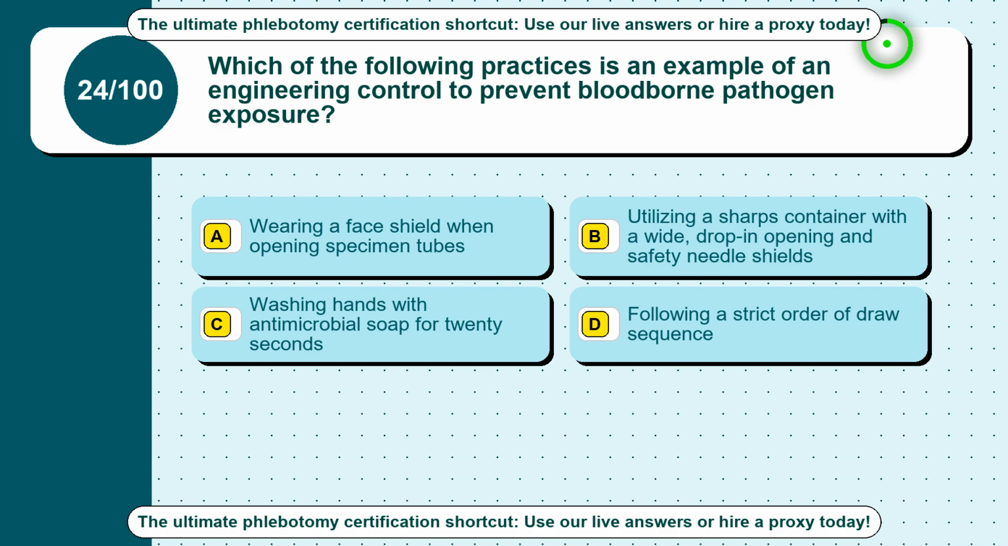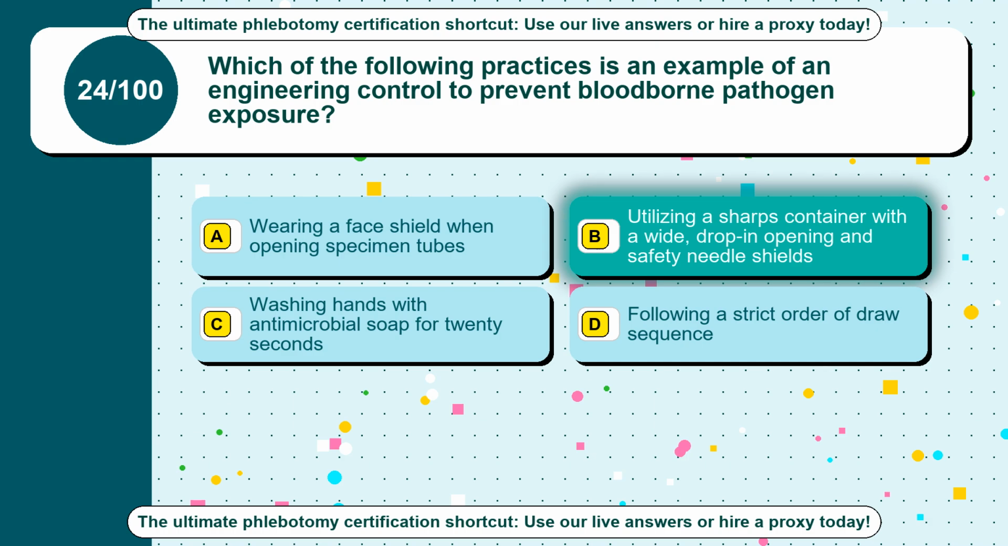Question 24. Which of the following practices is an example of an engineering control to prevent blood-borne pathogen exposure? Option A, wearing a face shield when opening specimen tubes. Option B, utilizing a sharps container with a wide, drop-in opening and safety needle shields. Option C, washing hands with antimicrobial soap for 20 seconds. Option D, following a strict order of draw sequence. The correct answer is option B, utilizing a sharps container with a wide, drop-in opening and safety needle shields.